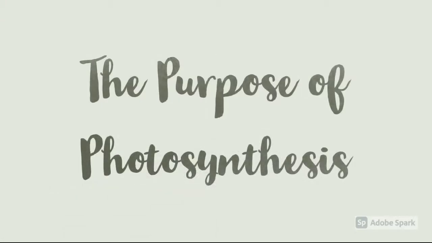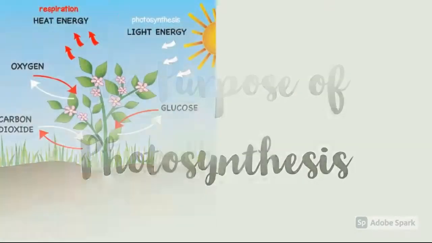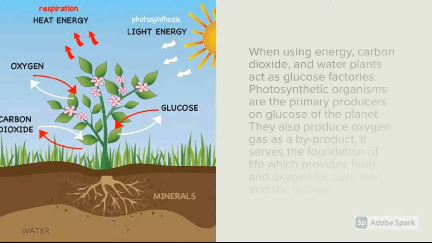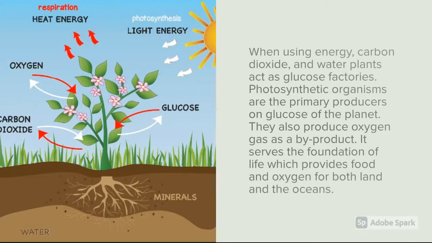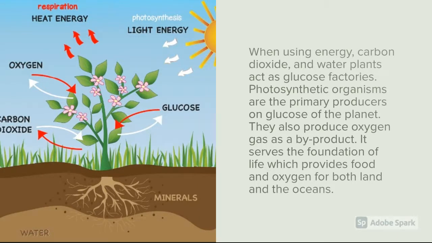The purpose of photosynthesis. Plants use glucose and other sugars to grow and use as storage molecules to benefit them. When using energy, carbon dioxide, and water, plants act as glucose factories.